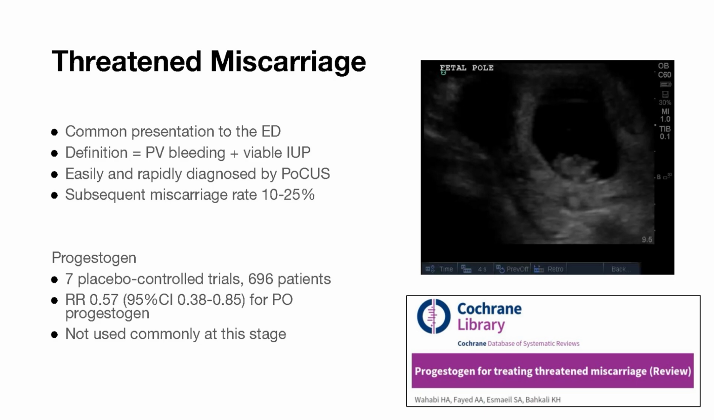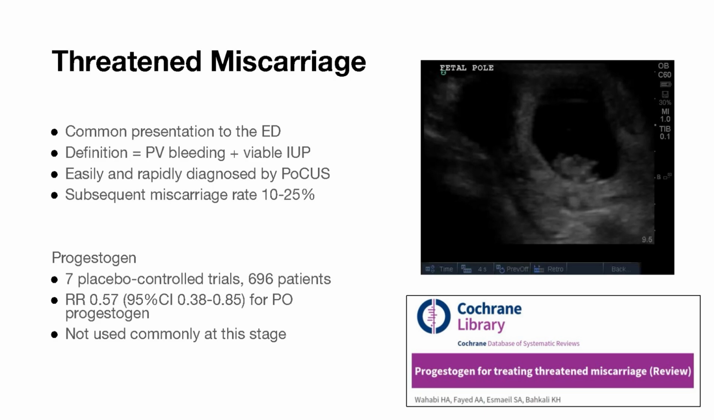And one of the most enjoyable utilities of point of care ultrasound is the evaluation of early pregnancy bleeding. And a viable intrauterine pregnancy is very reliably, easily and rapidly diagnosed using point of care ultrasound. And there's been numerous studies involving emergency clinicians, both consultant level, registrar level, where the utility and accuracy of this modality has been upheld.